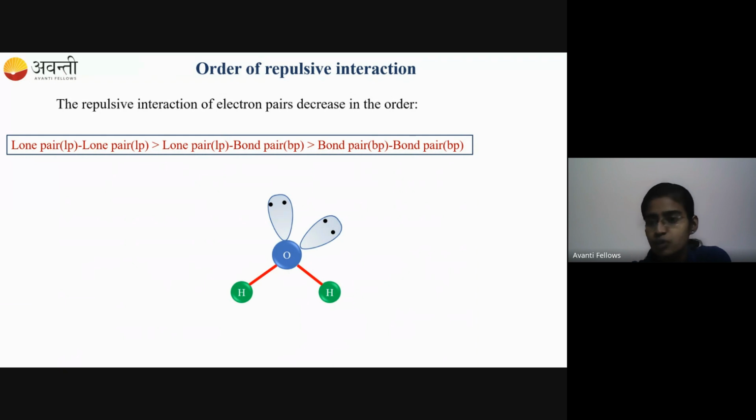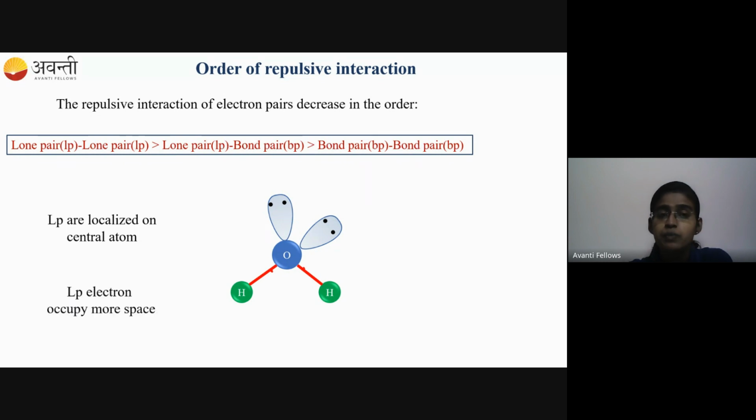So I have taken the water molecule. Okay, H2O is the formula for the water molecule. Now the water molecule has one oxygen and two hydrogens. Oxygen has 6 valence electrons, of which 2 electrons have gone for bonding. The remaining 4 are present as 2 lone pairs. So we have 2 lone pairs and 2 bond pairs around oxygen. Lone pairs are localized on the central atom. They are not delocalized, they are localized. And the lone pair electrons occupy more space. They try to keep themselves very far apart.